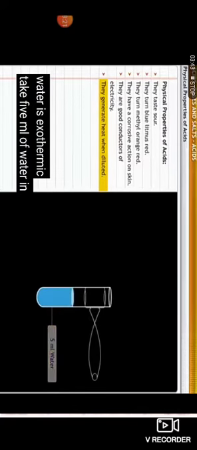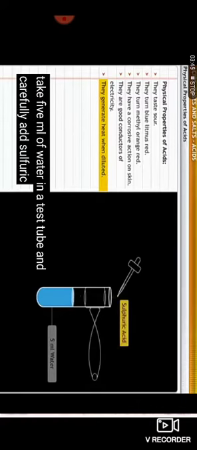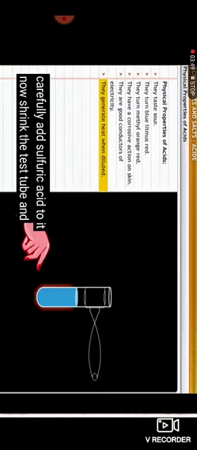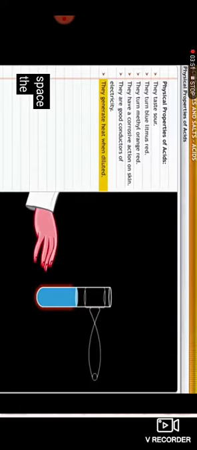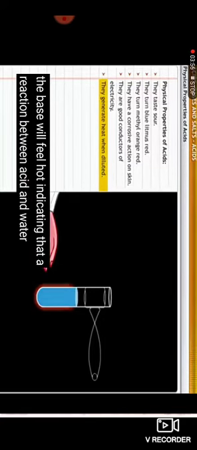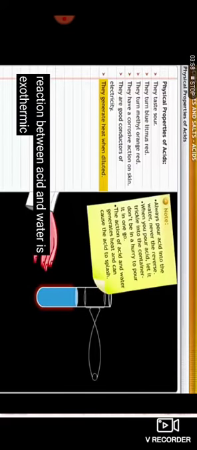Take 5 ml of water in a test tube and carefully add sulfuric acid to it. Now shake the test tube and touch its base. The base will feel hot, indicating that a reaction between acid and water is exothermic.